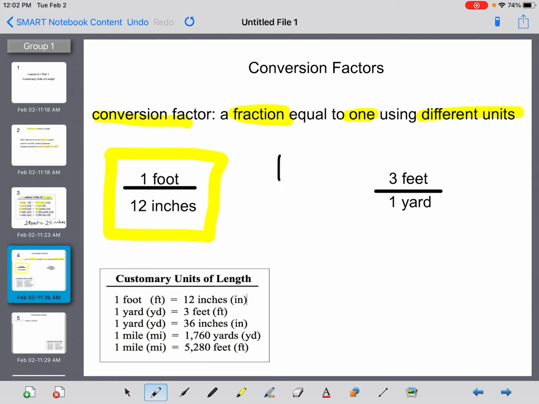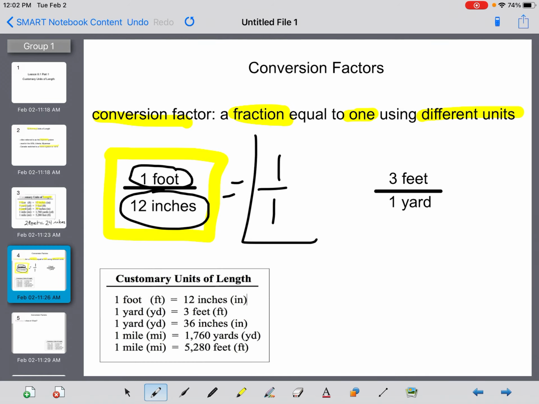That is a fraction, but it's equal to 1 because 1 foot is the same thing as 12 inches, right? It's like if I had a fraction like this, 1 over 1. That equals 1. But what we're saying here is if we were to measure something, a foot is the same length as 12 inches, which means it's really actually the same as good old number 1.